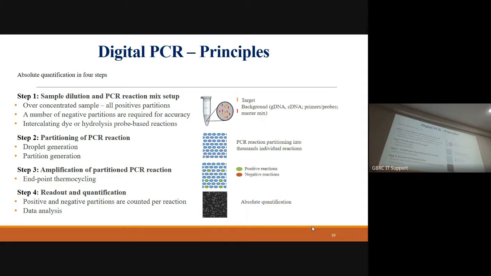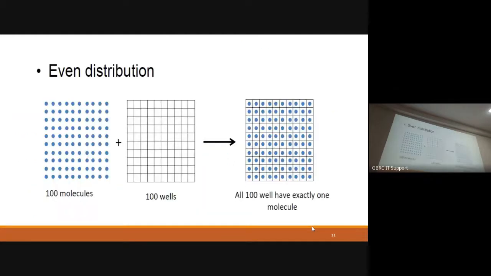You must have seen the plate. So you load your PCR reaction mix into that well, and inside the instrument it will be partitioning. It can be droplet, but here we have partition generation, and then amplification will happen in each partition, and then finally you will have a readout and quantification. So from all the partitions, you will get which partitions are positive, giving amplification, and which partitions are negative.